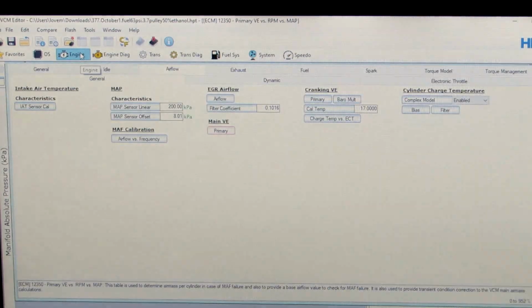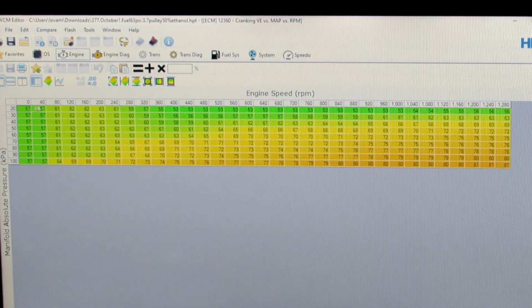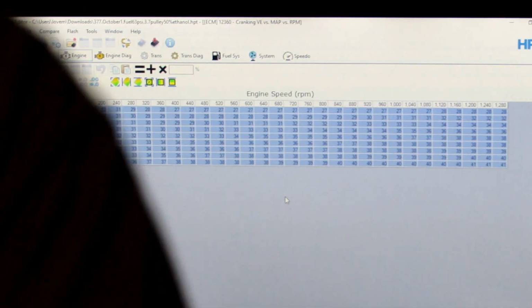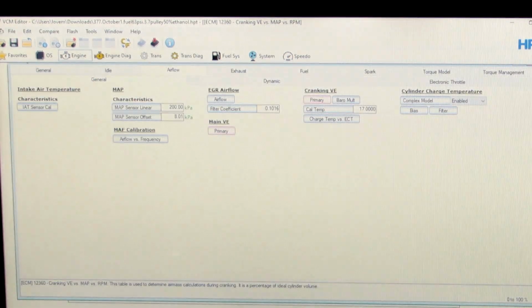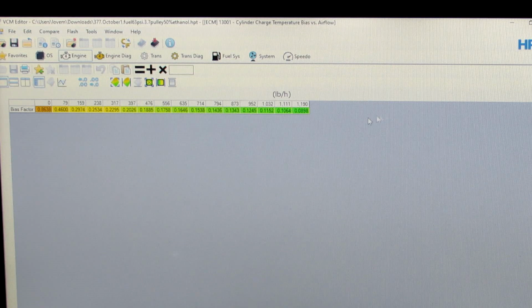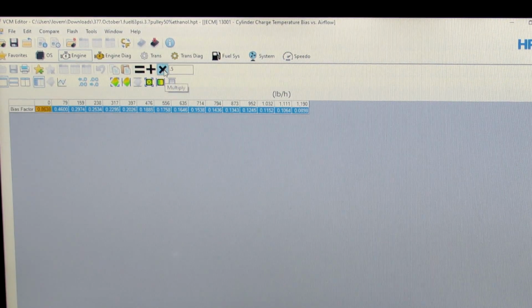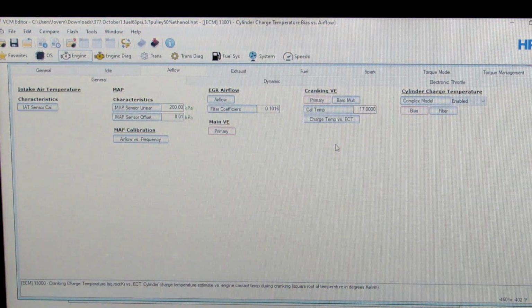Then we're going to move on to our cranking VE table and multiply it times 0.5 as well. From there, you're going to need to continue to go through everything involving airflow, like we'll look at our bias between our IAT and ECT. In pounds per hour, we go ahead and multiply that times 0.5. And just keep going through everything involving airflow and cut it in half or multiply times 0.5.